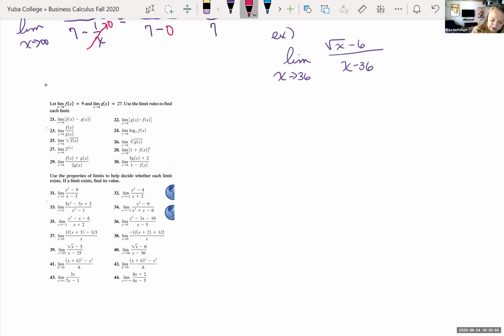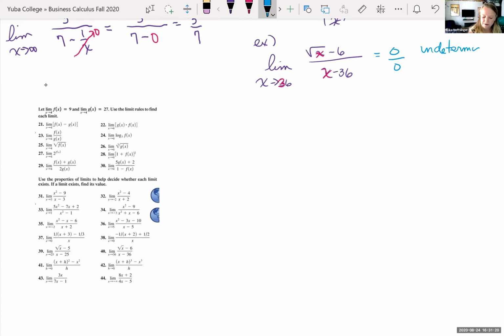So if you go in here, wherever you see an x, if you go back and you replace x with 36, notice that you get square root of 36 minus 6. Well, square root of 36 is 6. 6 minus 6 gets us 0, all over 36 minus 36, which is 0. So indeterminate form. And so we want to manipulate it so that when we take the limit, we do get a value. So if you can factor, you would try factoring.